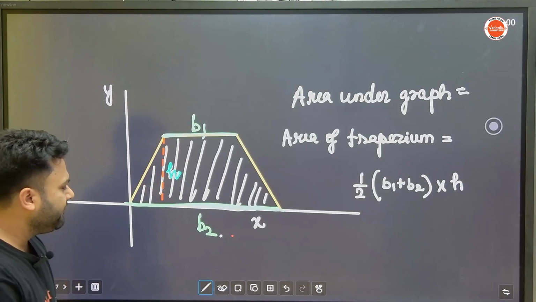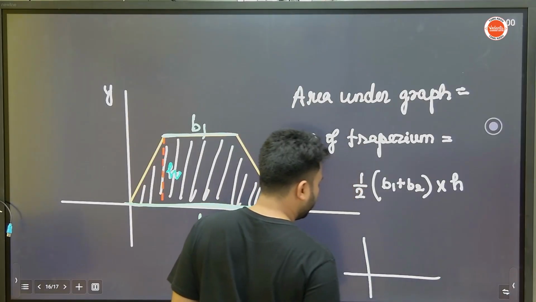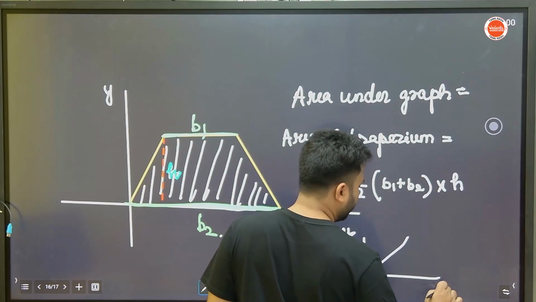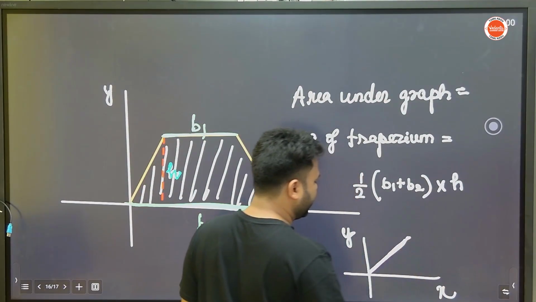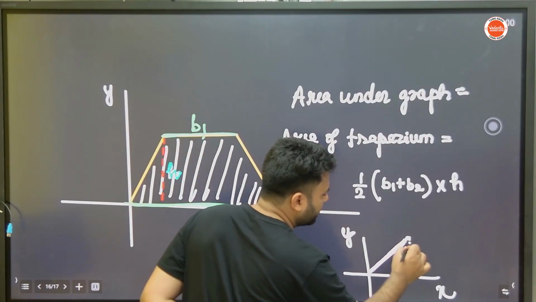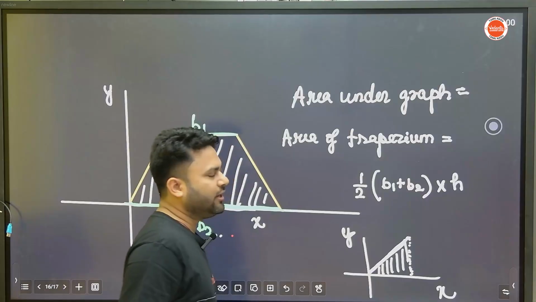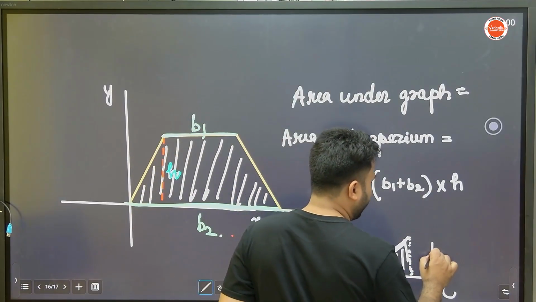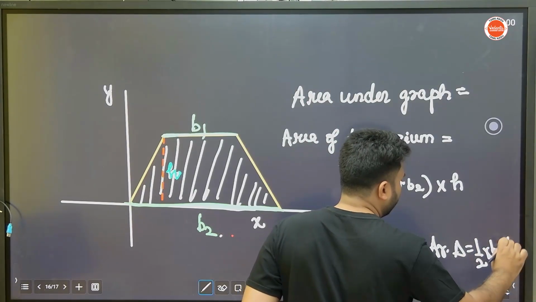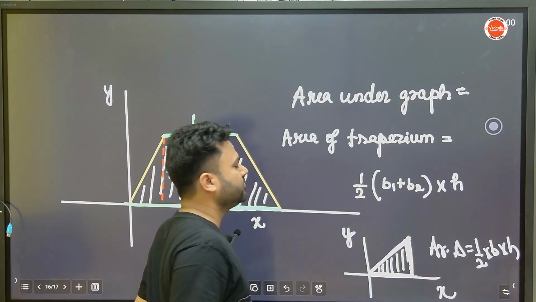Okay. They can give different graphs also. Like suppose the graph is like this. This is y, this is x, and we have a straight line like this. What is the area under the graph? Again, what will you do? You will drop a line like this. So we are concerned about this area. This is the area of a triangle. You know, half base into height. The base will be this length, the height will be this length.